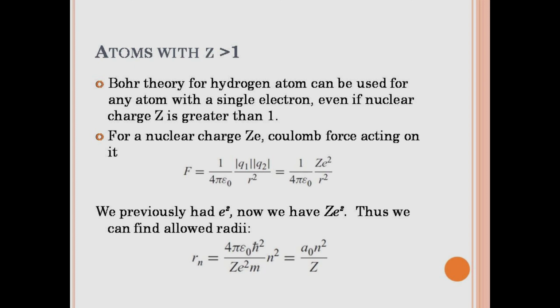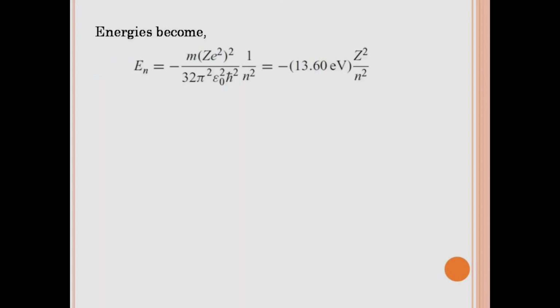Repeating the same method, we can find the allowed radii, rn equal to 4π ε0 h^2 by Ze^2 m into n^2, which is equal to a0 n^2 by Z. Now the energies become En equal to minus m (Ze^2)^2 divided by 32 π^2 ε0^2 h^2 into 1 by n^2, that is, by substituting the values, minus 13.60 electron volt into Z^2 by n^2.